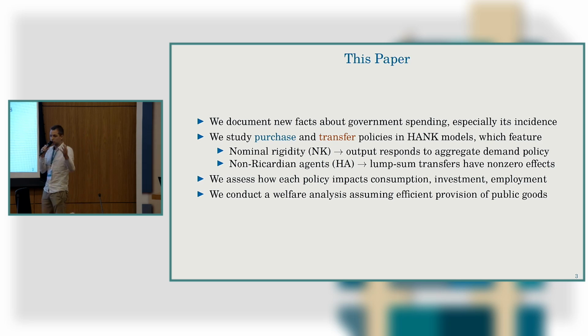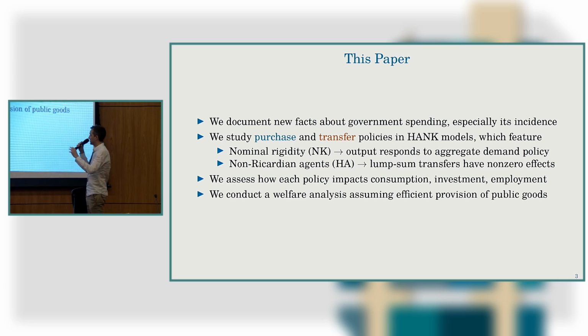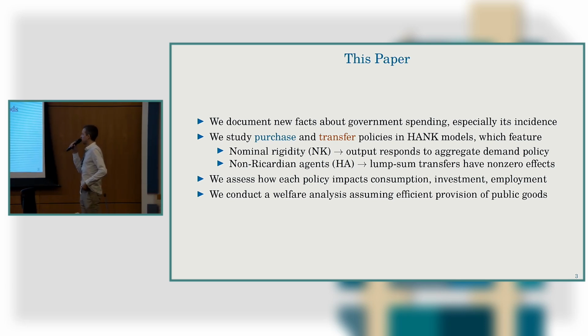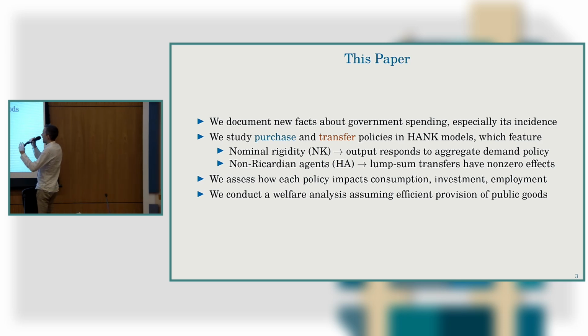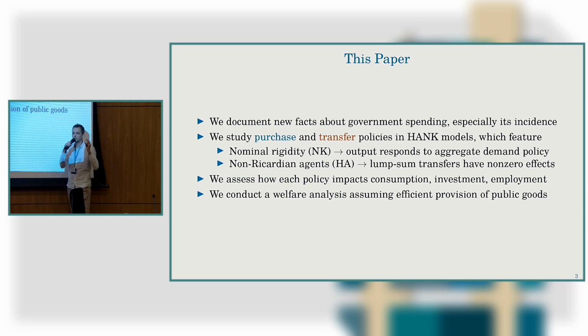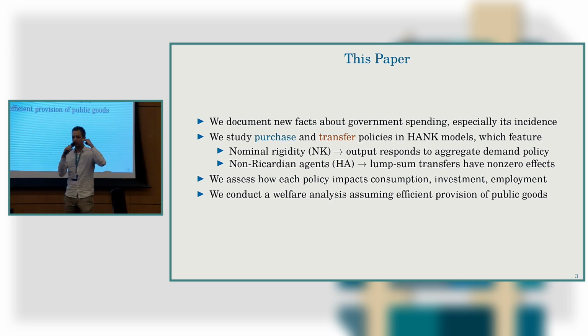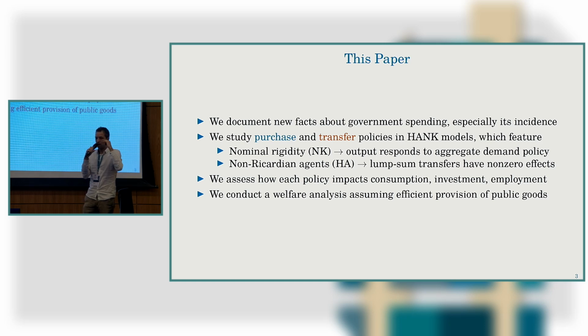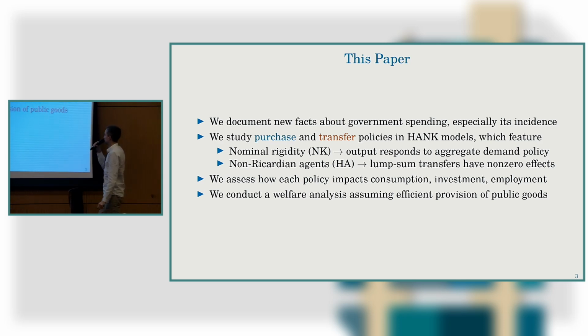Then we study these two policies, purchases and transfers, and we look at their impact on the economy, and we conduct a welfare analysis. We're going to start from a situation where the level of public spending G is optimal, meaning that at this particular level, households are indifferent between an additional unit of private good C or public good G.